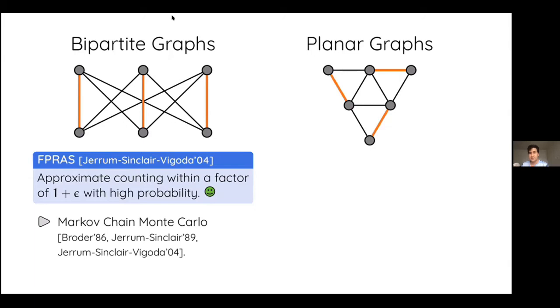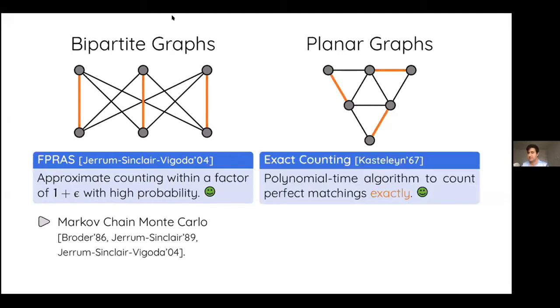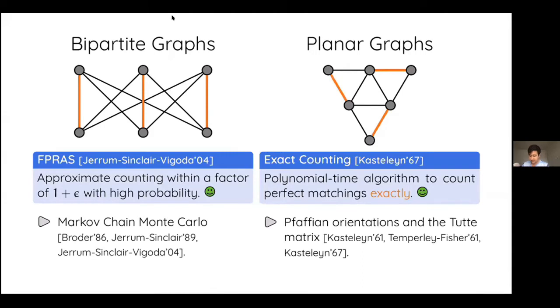There is another major class, planar graphs. This class is a little bit different from bipartite graphs because on planar graphs, you can exactly count instead of just approximately. There is a polynomial time algorithm that can count the number of perfect matchings exactly, no approximation. This was shown by Kasteleyn first in '67. The motivation for counting perfect matchings here came from a model studied in statistical mechanics called the monomer-dimer system, that I'll talk about later in the talk.